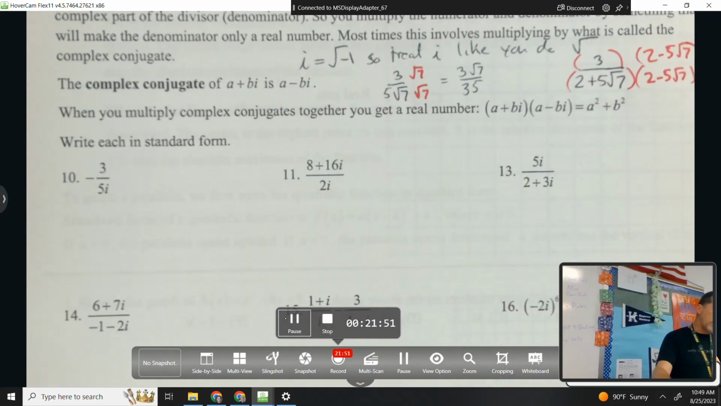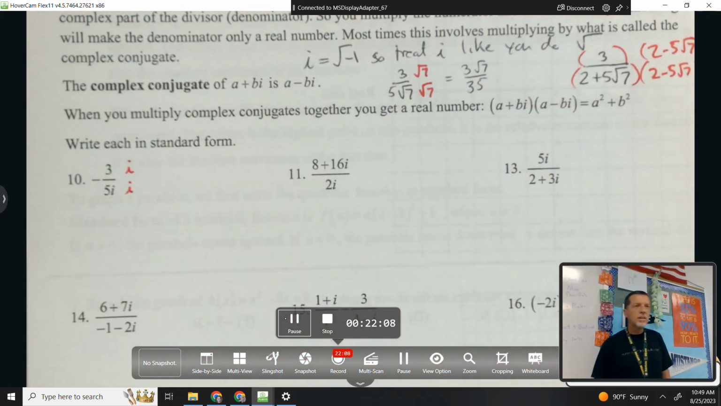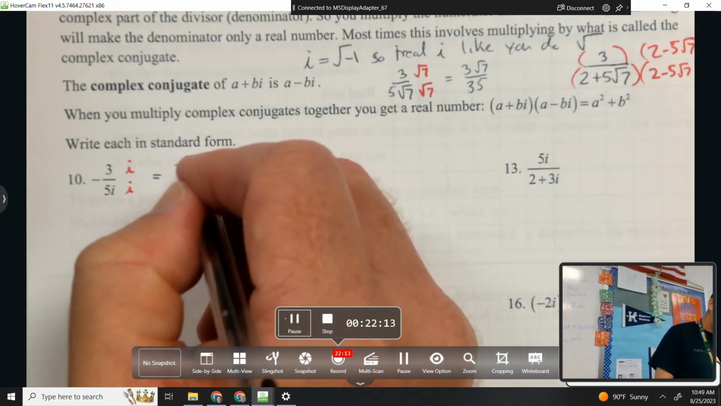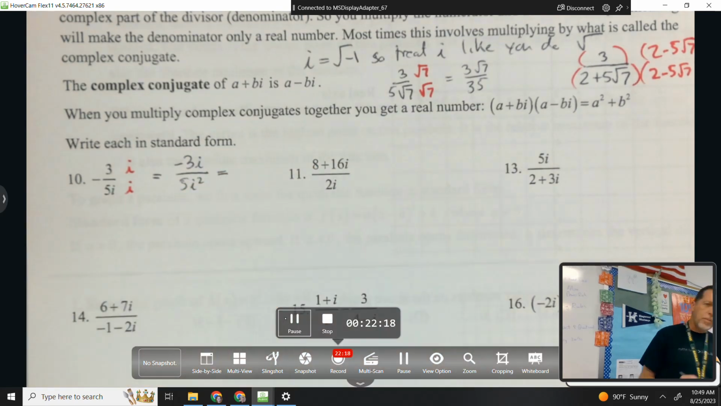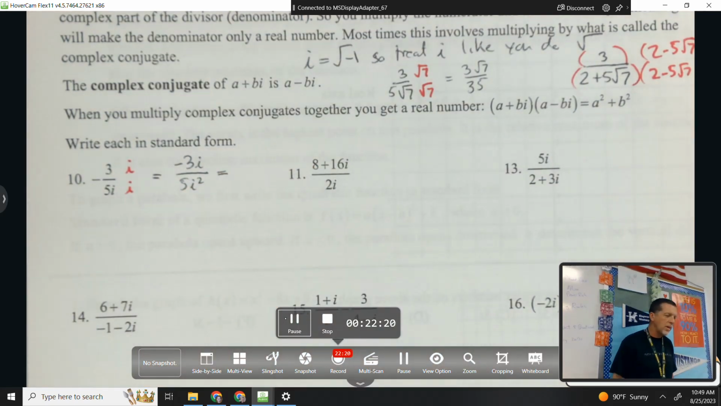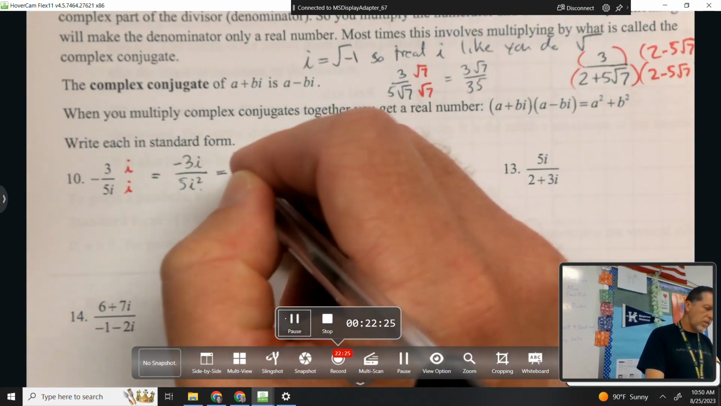So what do you think we should multiply number 10 by to fix that square root in the bottom? Just the i. I don't need the 5, I don't need the negative, sure don't need the 3. i is the problem. So we'll multiply top and bottom by i. And again, skipping steps, maybe. i squared is negative 1. So this becomes 3/5 i.